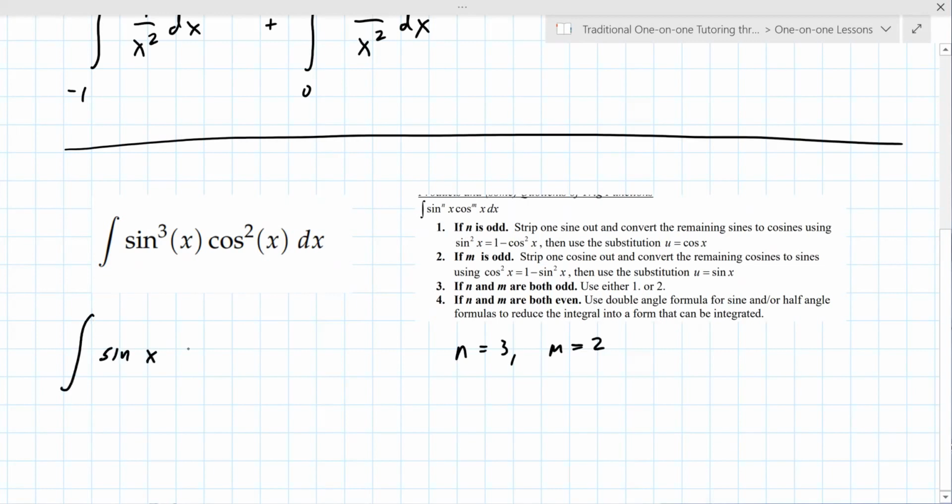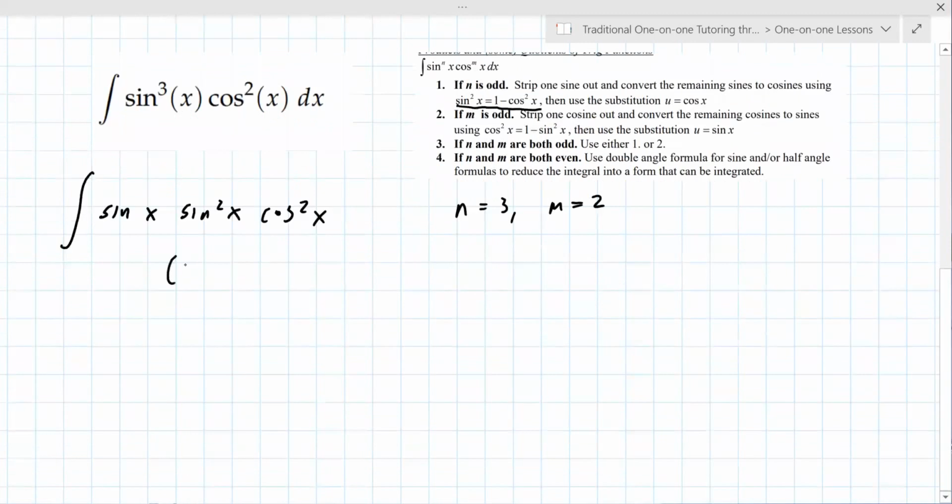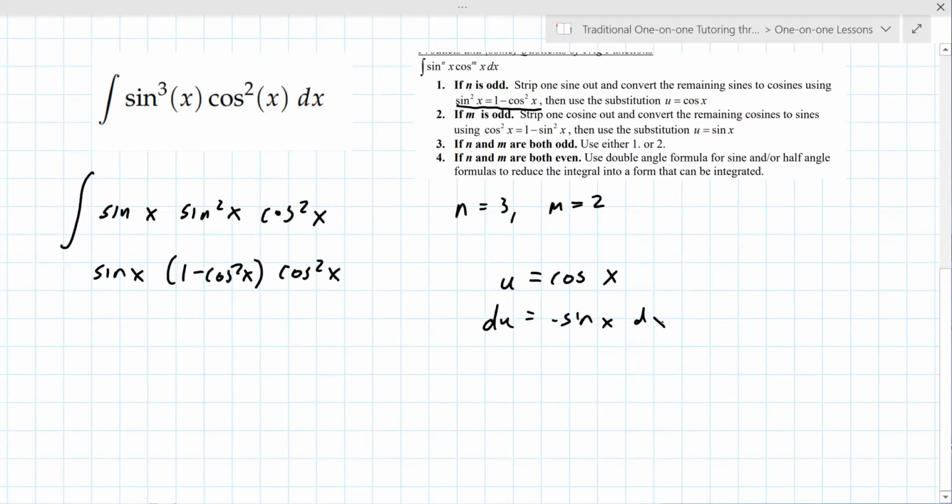And then there's really a sine squared here. But it says replace sine squared with 1 minus cosine squared. So this becomes 1 minus cosine squared x. And then the next part is really important. The u is cosine x. So your du is minus sine x dx. And of course, u squared is cosine squared x.